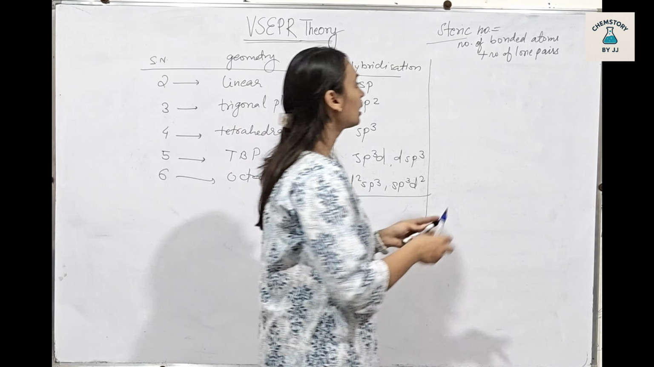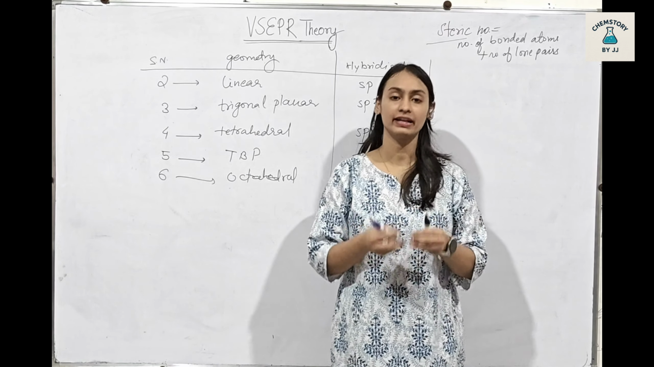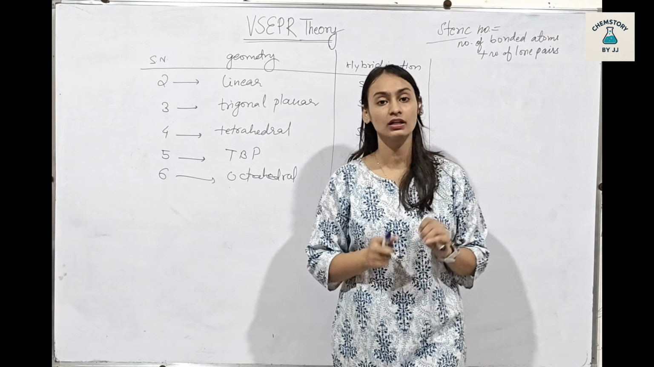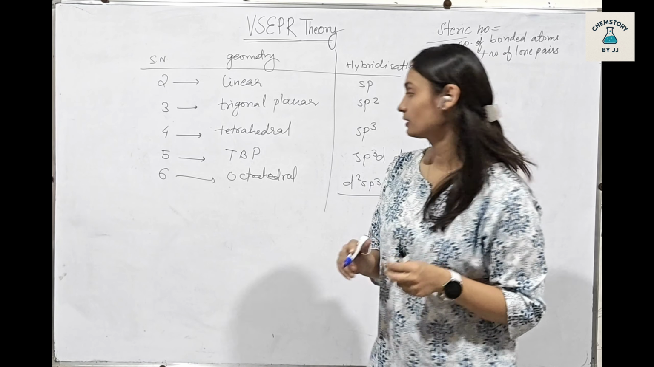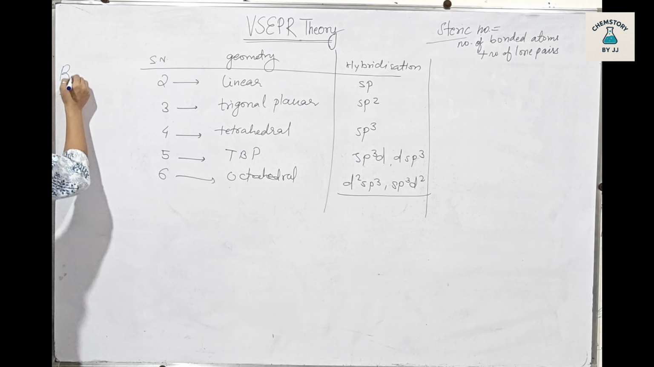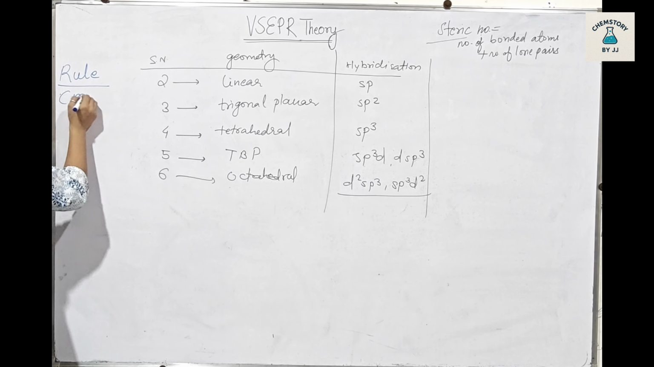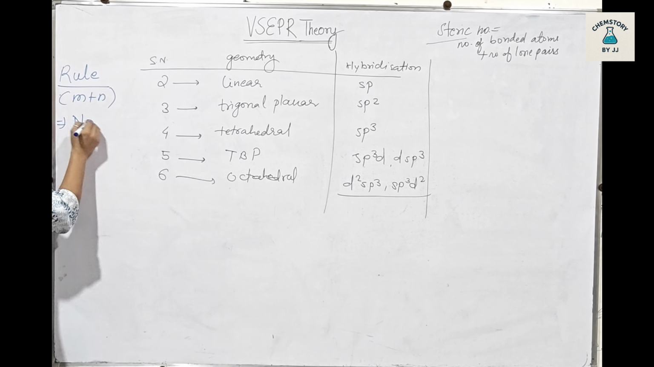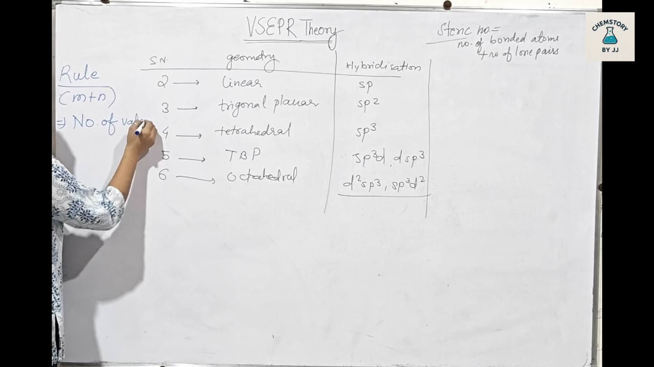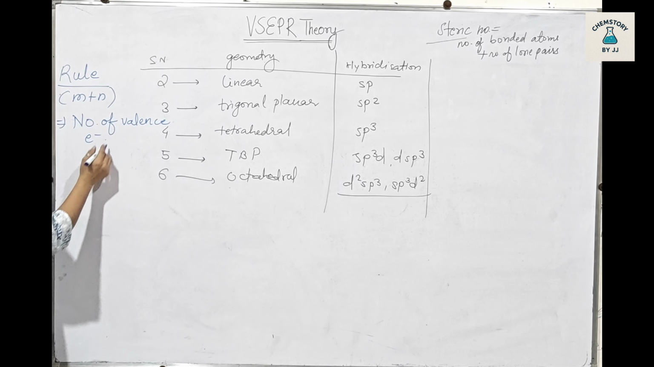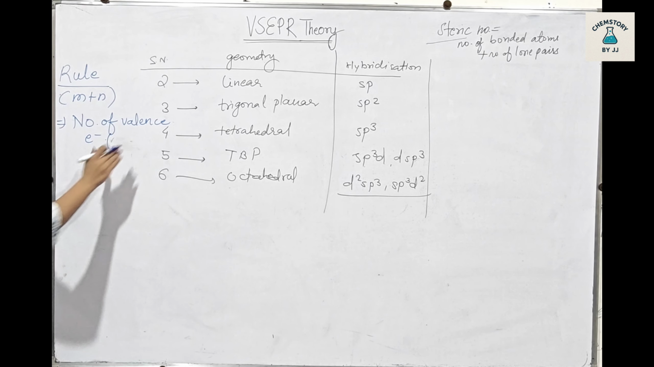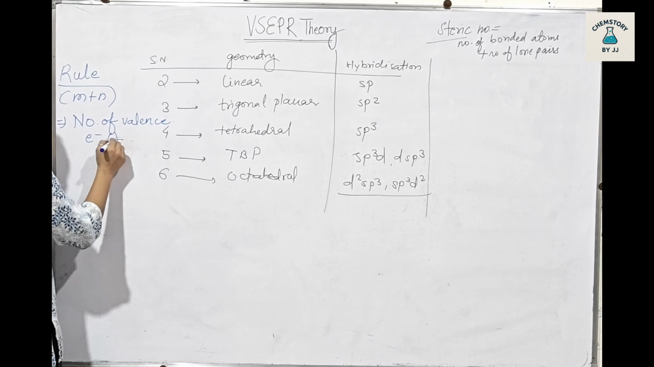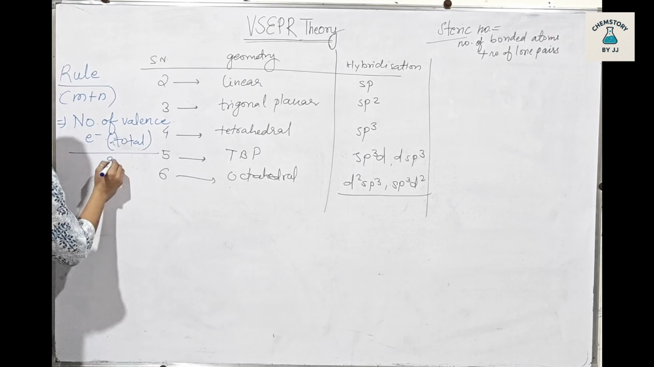Right? Now, if we have to find the hybridization of any particular element, then how are we going to do it? We have a formula for it. That formula is the rule known as m plus n. Right? What does this rule say? This rule states we have to add the total number of valence electrons, obviously of every atom over there, and we will divide it by 8.